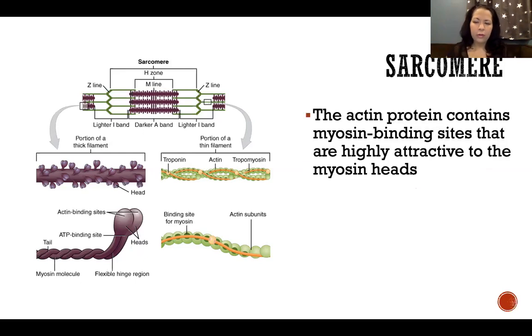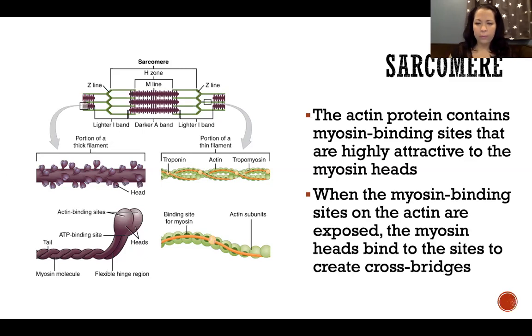Okay, so the actin protein contains myosin-binding sites that are highly attractive to the myosin heads. Whenever the binding sites are exposed, the myosin heads grab on and form a bond there. If we don't want there to be contraction, we have to keep those binding sites covered so that we don't have cross bridges forming.